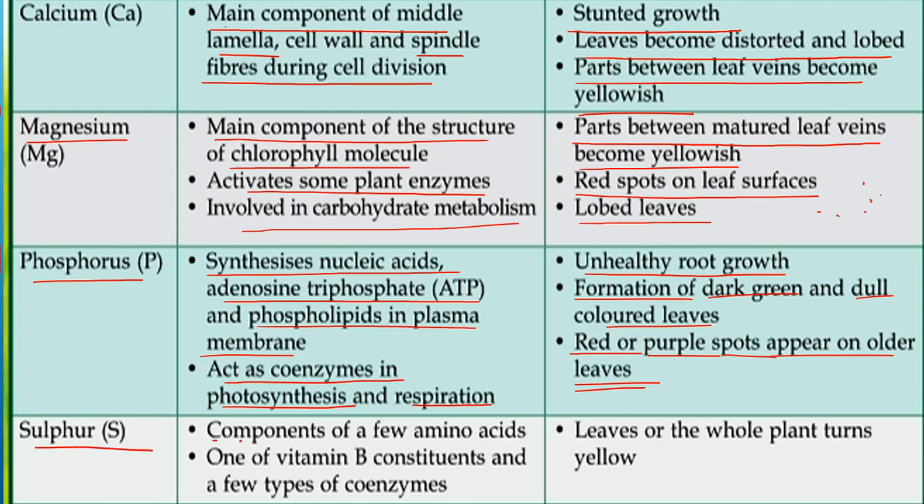Sulfur is a component of a few amino acids, one of the vitamin B constituents, and a type of coenzyme. Okay, so for deficiency, the leaves or the whole plant will turn yellow. So you should remember what types of macronutrient, what is the function, and also the effect of deficiency.